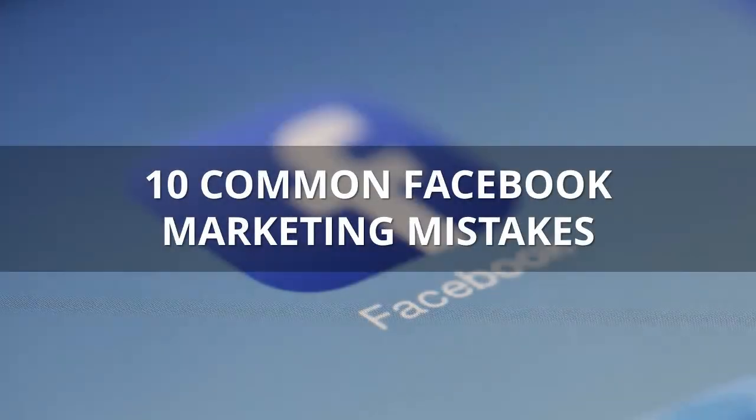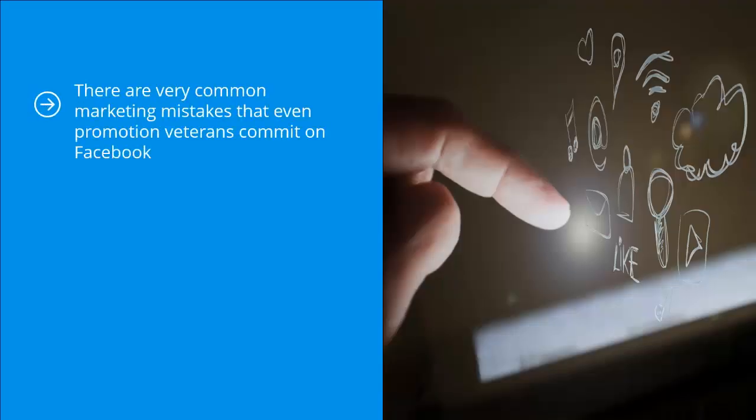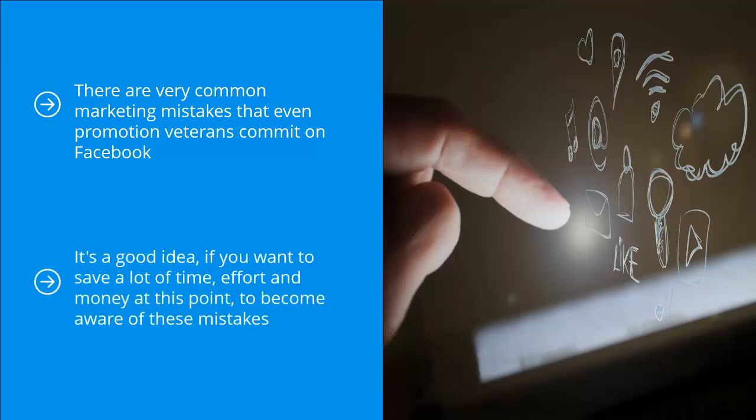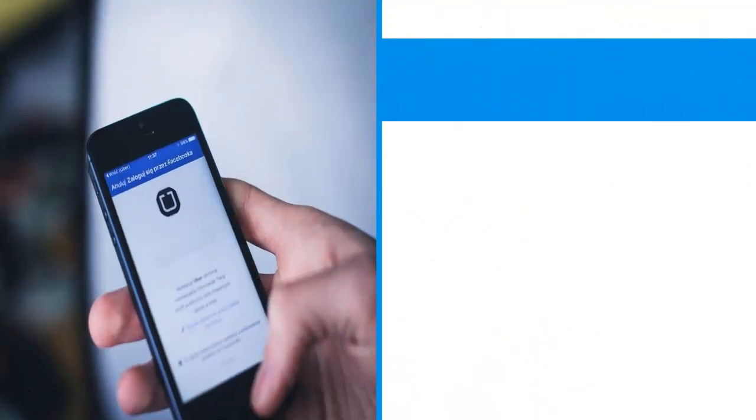10 common Facebook marketing mistakes. There are very common marketing mistakes that even promotion veterans commit on Facebook. It seems like even the very best of us are not immune to these common mistakes. It's a good idea, if you want to save a lot of time, effort, and money, to become aware of these mistakes. This will decrease the likelihood that you will commit these same errors.